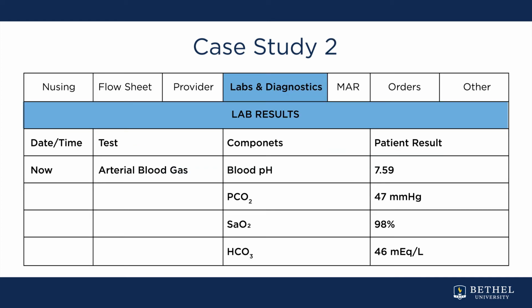A patient has been vomiting and having diarrhea after having contracted a foodborne illness. ABG is pH 7.59, PCO2 47, O2 saturation 98%, HCO3 or bicarb 46.